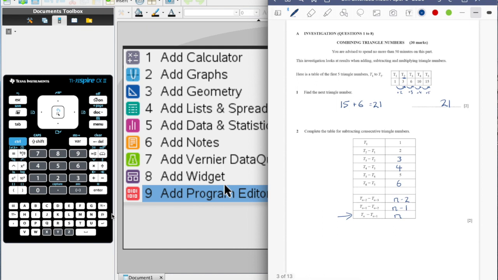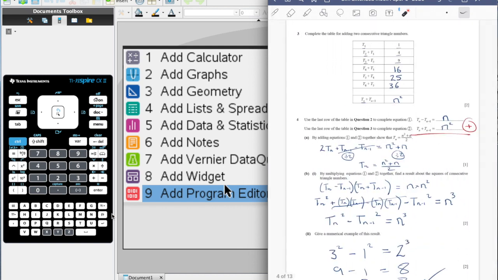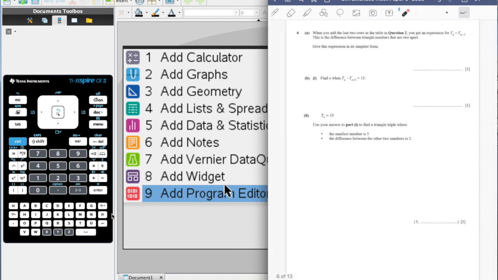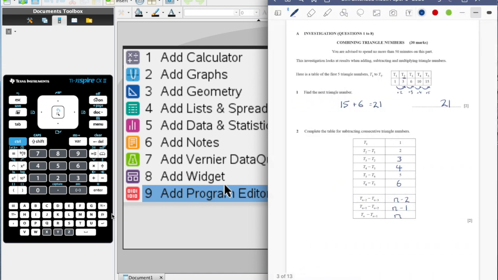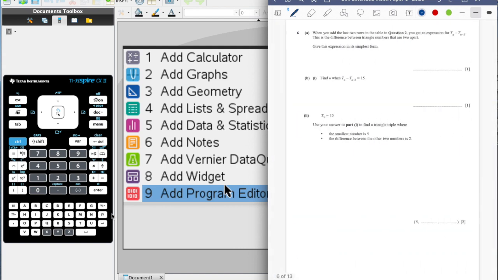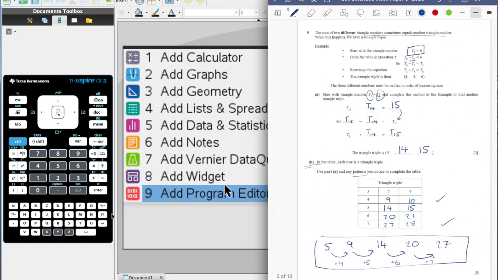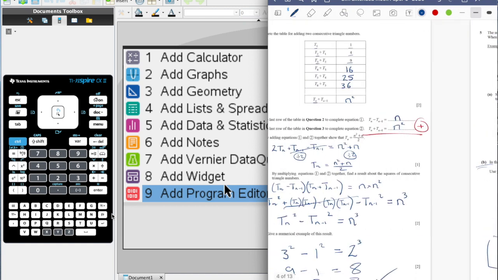So what the last 2 rows are, well, it's these 2. So what we're talking about is adding these last 2 rows. And if we were to add them together, let's just see what it says. You get an expression for this thing. Give this expression in the simplest form. Well, let's just check as we go. So we get Tn minus 1 minus Tn minus 2. So I've got Tn minus 1 minus Tn minus 2. Hang on, it says, yeah, we are adding them, so it doesn't matter about the order.